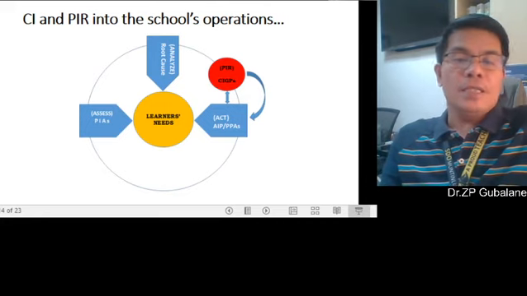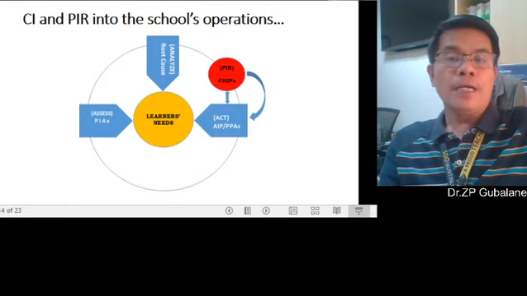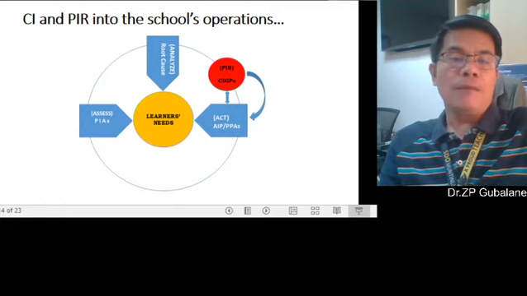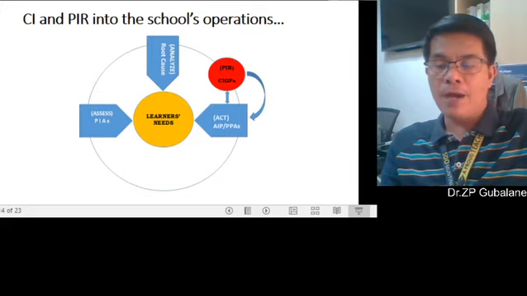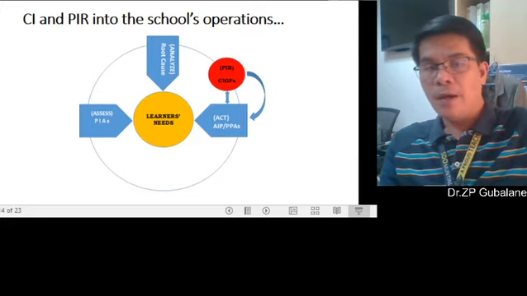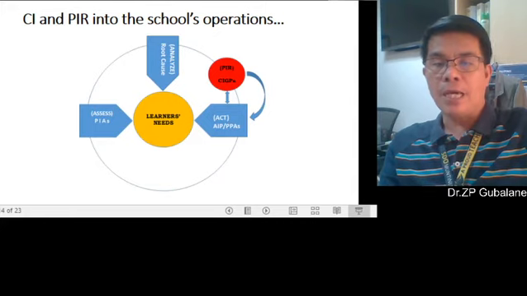Okay, here is now the illustration for us to see the roles of CI and the roles of PIR as far as school operation is concerned. What I am saying is that at what particular area of school operation PIR works, and what particular area of school operations CI works.